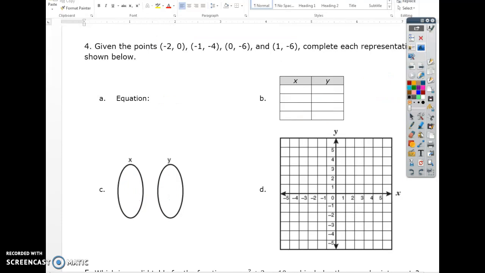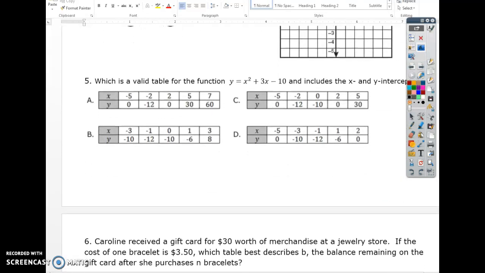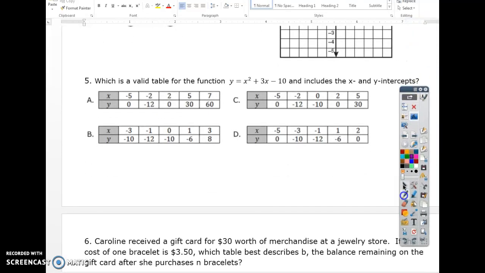Problem number 5, really quickly, make sure that you're looking for the one that includes all the x-intercepts and the y-intercepts. The table right here has to have all the x-intercepts and all the y-intercepts. If it doesn't have it, that's not the answer. Okay? And make sure that you check your paper when you are done.